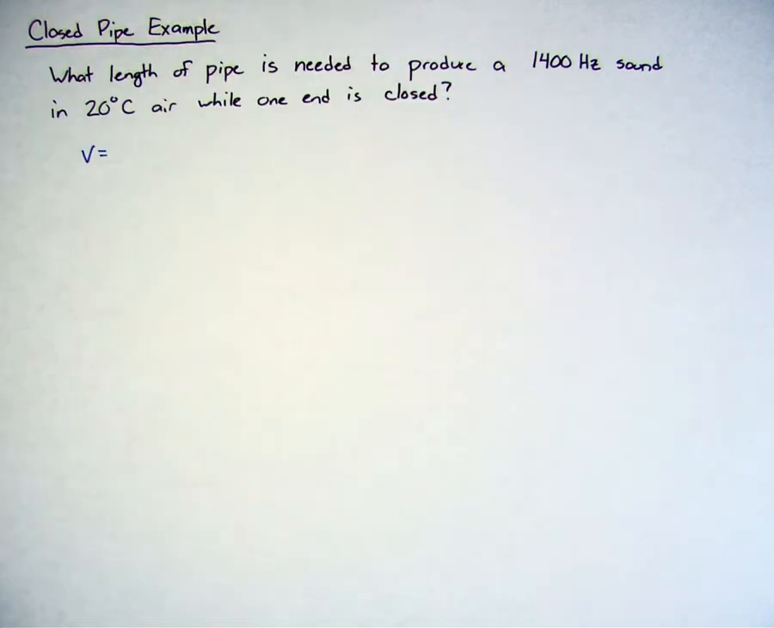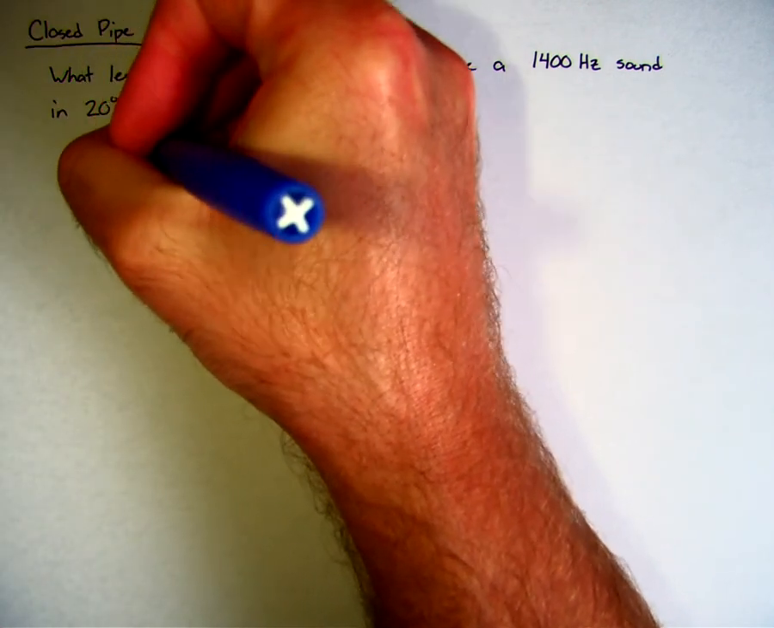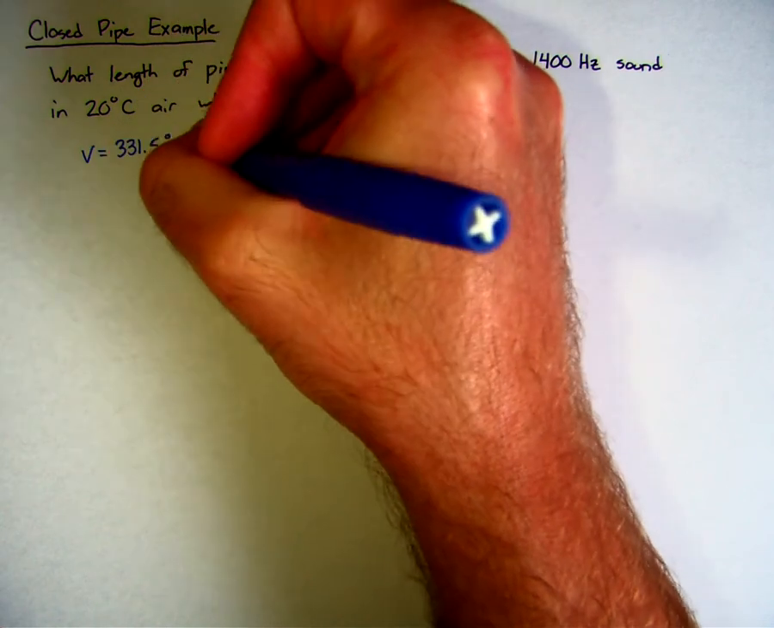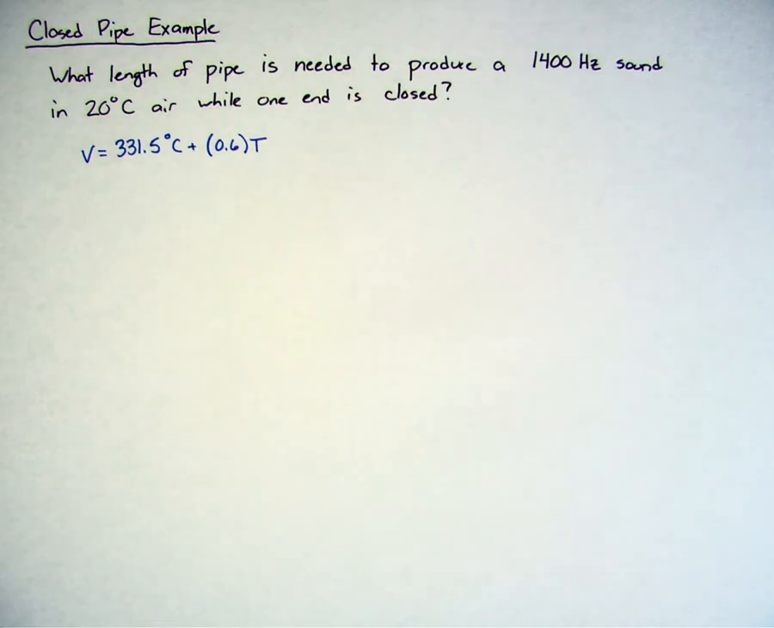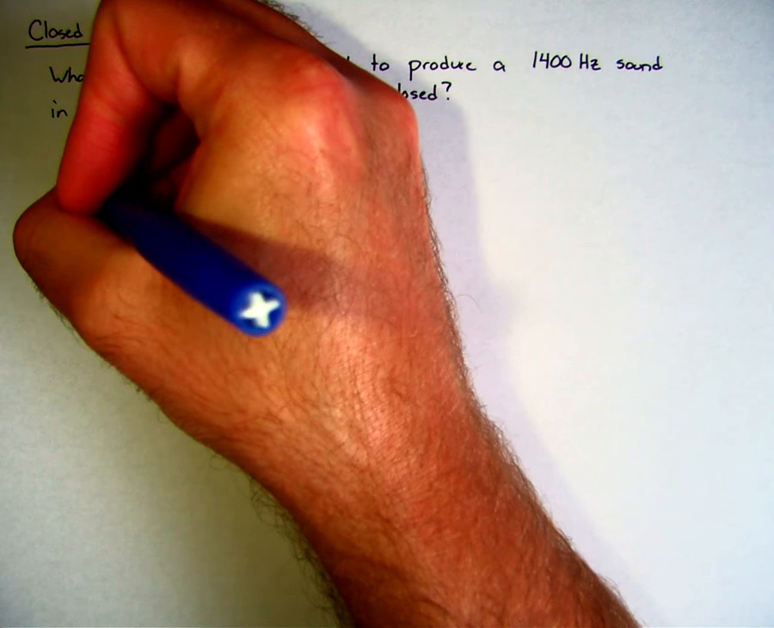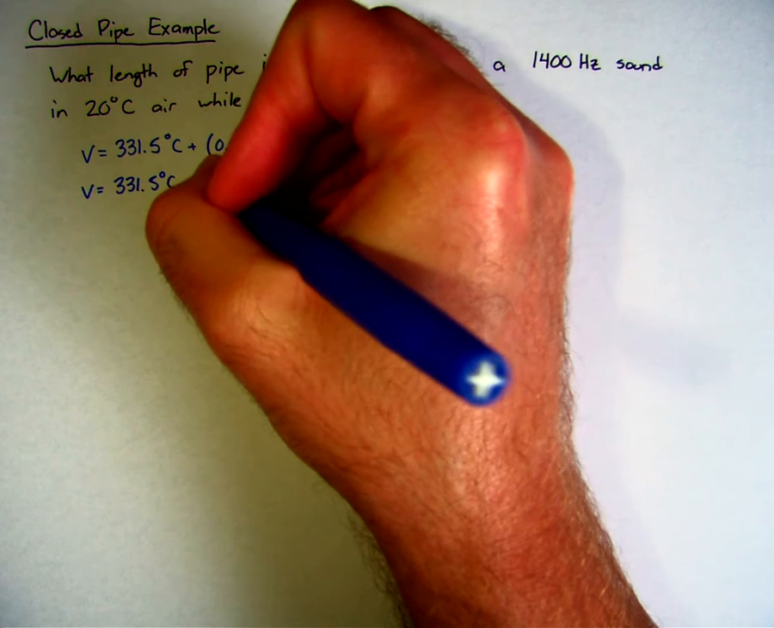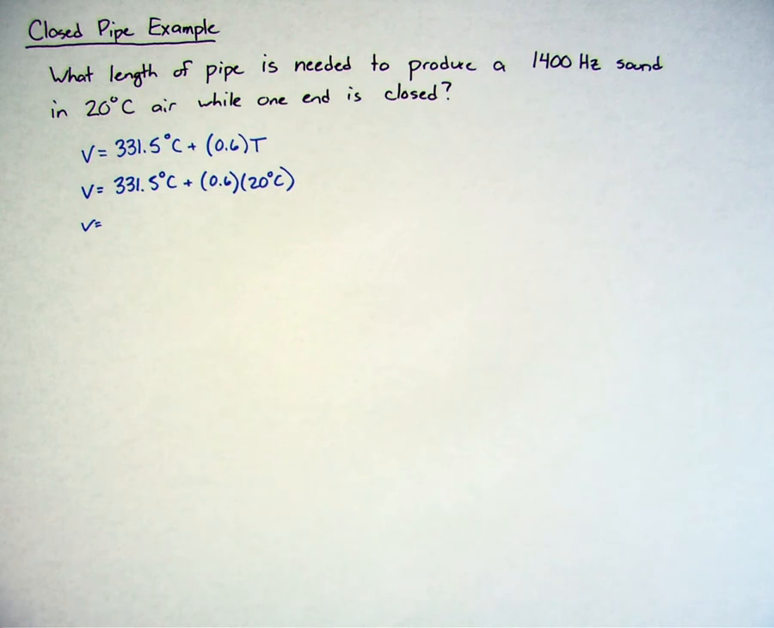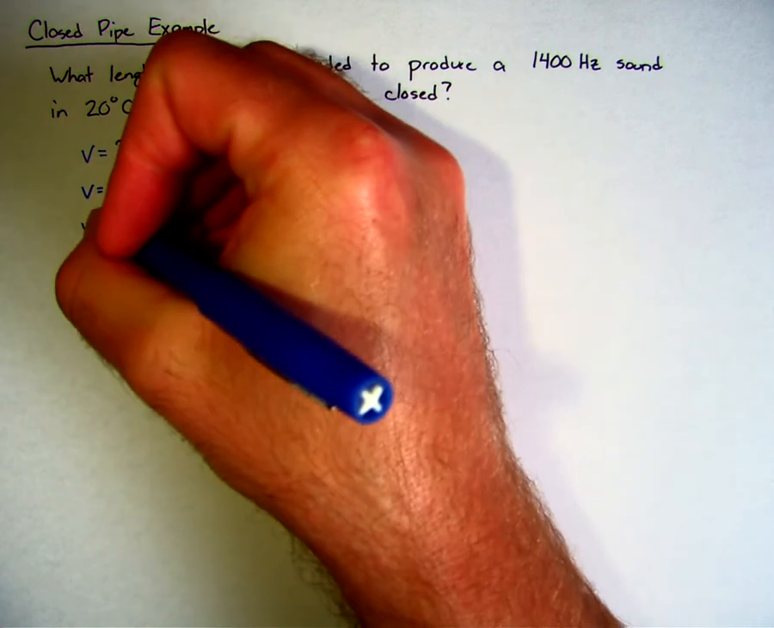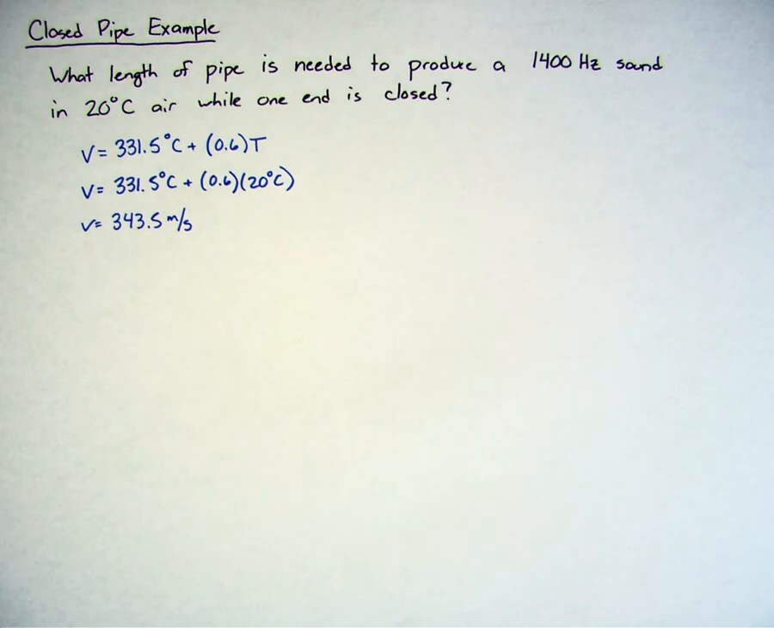because I know that the velocity of sound in air is 331.5 meters per second plus 0.6 times the temperature. And since the temperature is 20 degrees, all I have to do is just plug that in. So it's 331.5 plus 0.6 times 20 degrees Celsius. If I just figure this out really quickly, 331.5 plus 0.6 times 20 gives us 343.5 meters per second. So that's the first thing. That's the speed of sound.